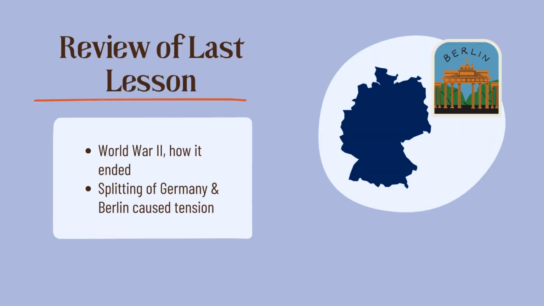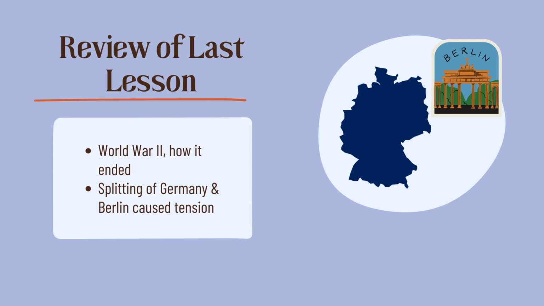Let's connect our last lesson, then we'll talk about the new material, and then we'll tie the two together. So our last lesson we ended with World War II. We talked about how it ended, what was happening, specifically in Germany. If you remember, we talked about how Germany was divided in half. You can see an outline of Germany on the slide. The east side of Germany was controlled by the Soviet Union, and the west side was controlled by France, the United Kingdom, and the United States.